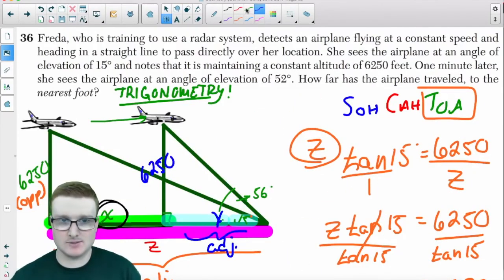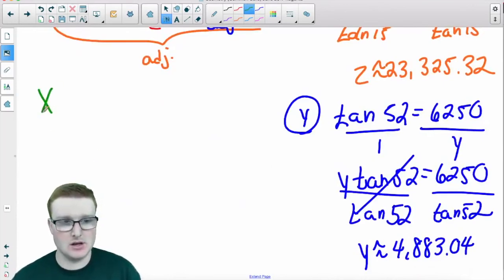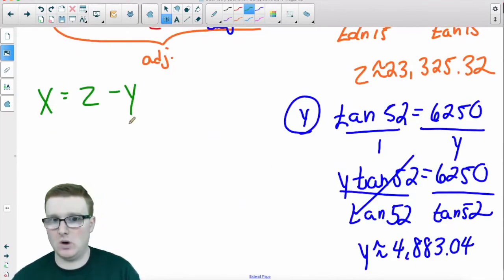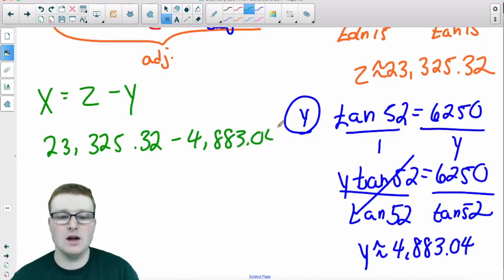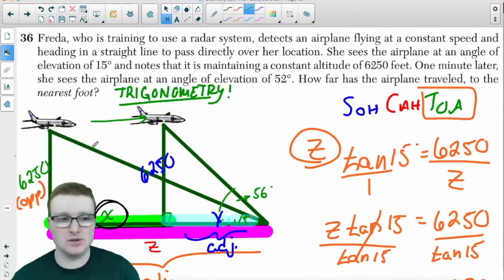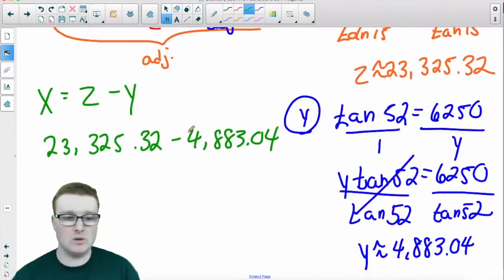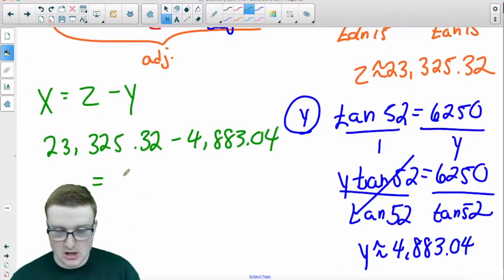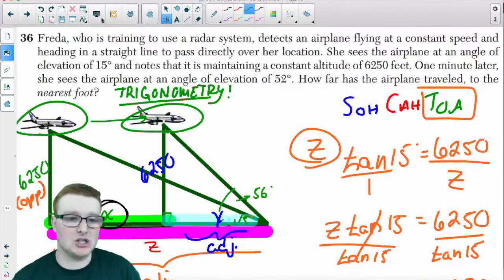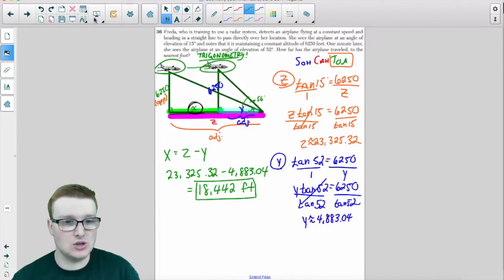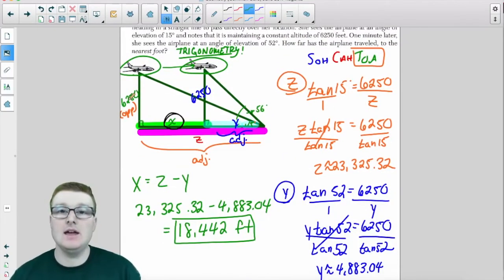Okay, now remember what I said before. You need to solve for x. To solve for x, you take z and subtract y. So we're taking 23,325.32 minus 4,883.04. Your goal is to find the distance traveled from this point to this point. When you plug that into your calculator, just take my word for it, you get an answer, rounded to the nearest foot, of 18,442 feet. Ladies and gentlemen, that is the length of x, the distance that the plane has traveled from point A to point B. That's how you do the first part.